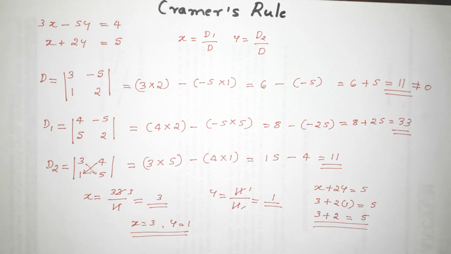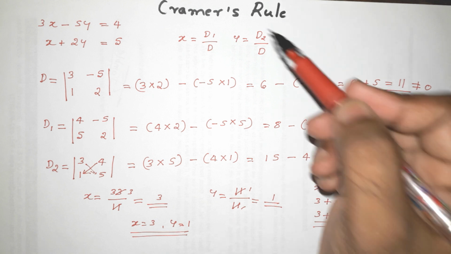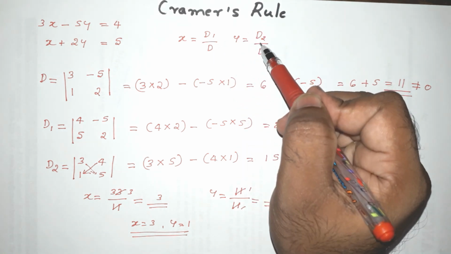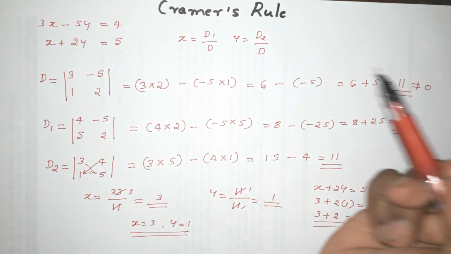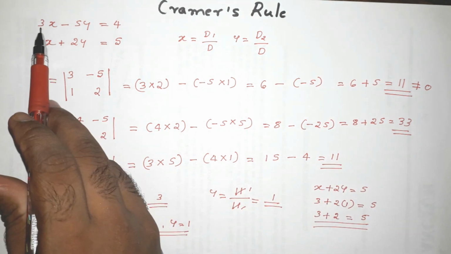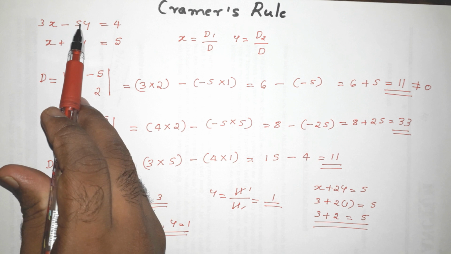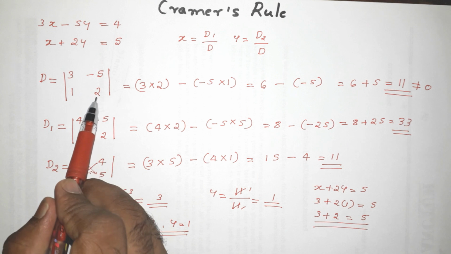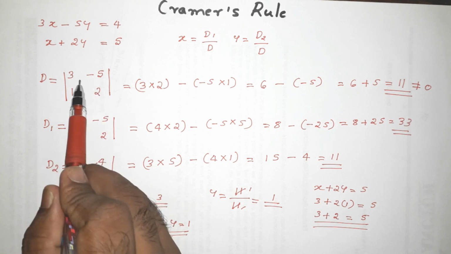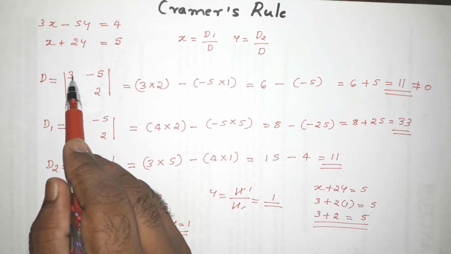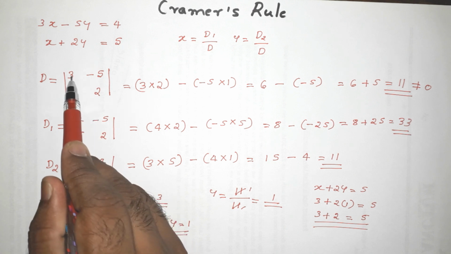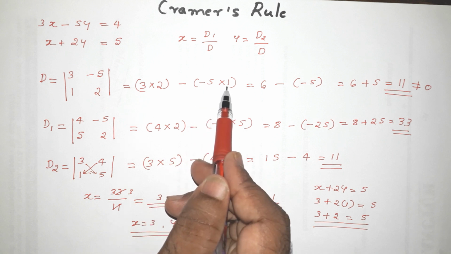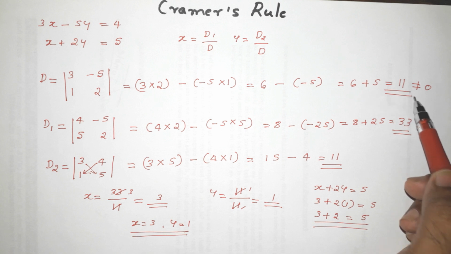First, in order to find the value of x, we need to find the delta, because x is equal to delta 1 divided by delta, y is equal to delta 2 divided by delta. Finding the delta is nothing but writing the values of equations x and y. 3, minus 5, 1, 2. Determinant method the same. 3 into 2, that is cross multiplication. 3 into 2 minus 5 into 1. So by this method we got 11 as the answer.